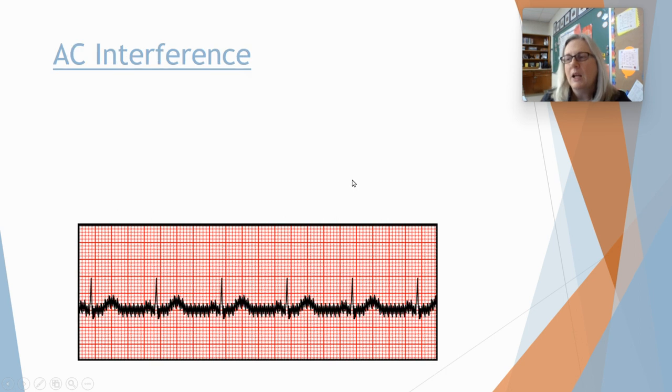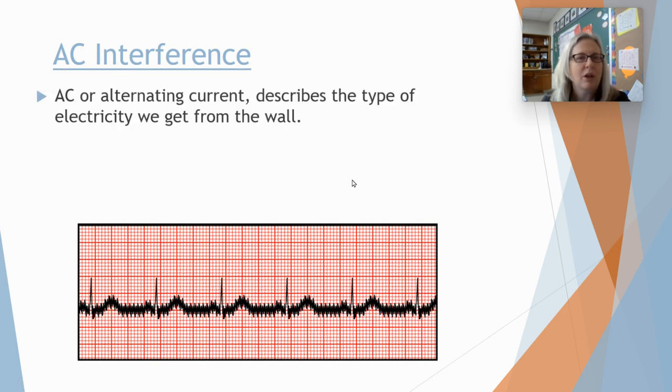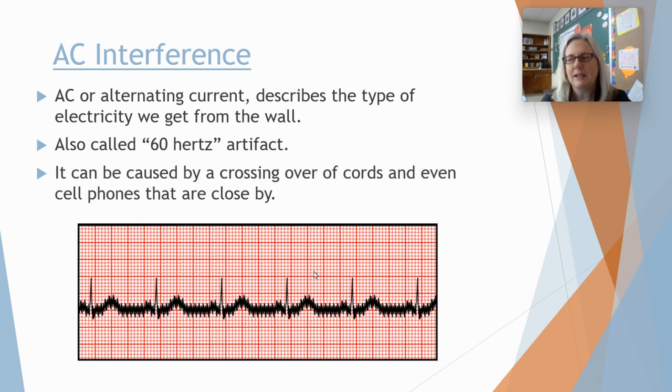Next one's called AC interference. AC, as you know, means alternating current. Basically, it's the electricity we get from the wall. It's also called 60 hertz. What happens is we see these little caterpillar things. This is vibrations or electrical impulses coming from someplace not like the heart. So these are little caterpillar fuzzy things basically.